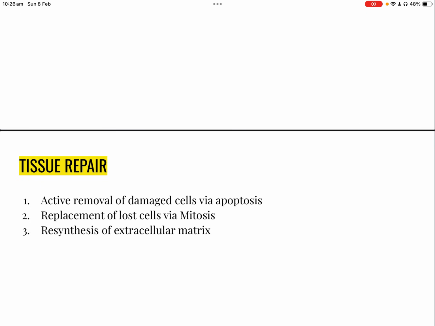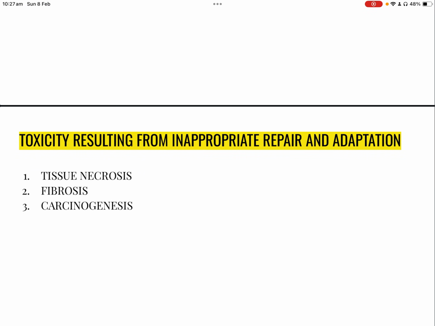This is to make way for new cells to reproduce. So there will be enough space or capacity in your body to get new cells. That's why the second step is replacement of lost cells via mitosis. So once there's apoptosis or programmed cell death, it will then synthesize a new set of your cells and then resynthesis of extracellular matrix.